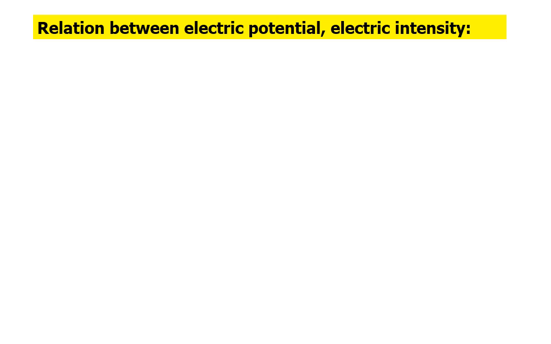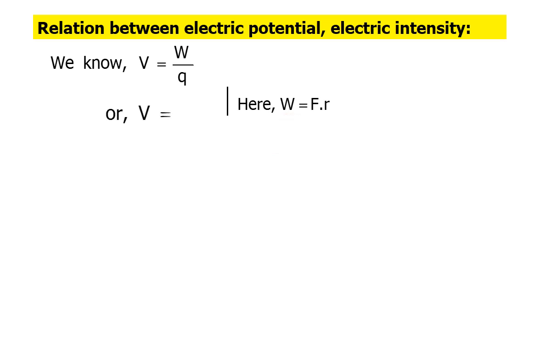Now we'll discuss the relation between electric potential and electric intensity. First, we know the formula of electric potential is V equals W by Q, and if we write the formula of work done W equals F into R, then we can write V equals F into R divided by Q. And if we separate F by Q from that equation, then we can write here V equals F by Q into R.